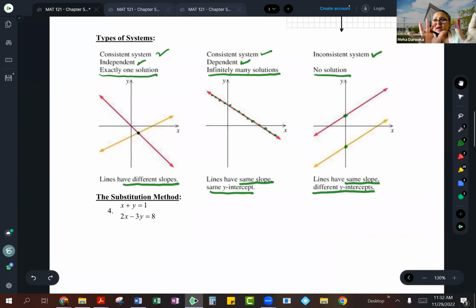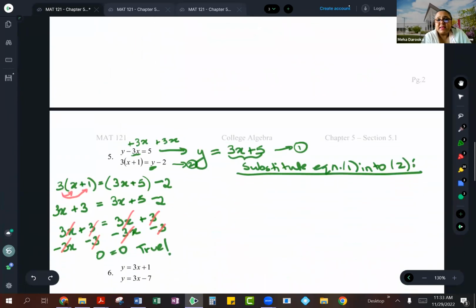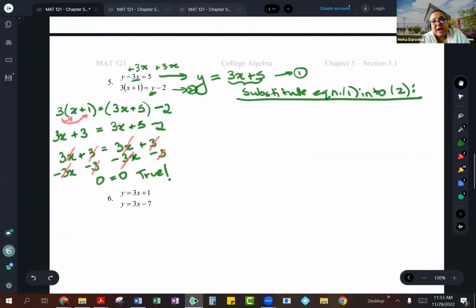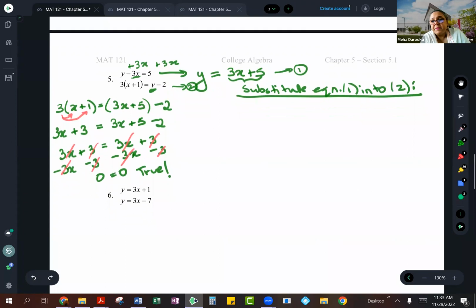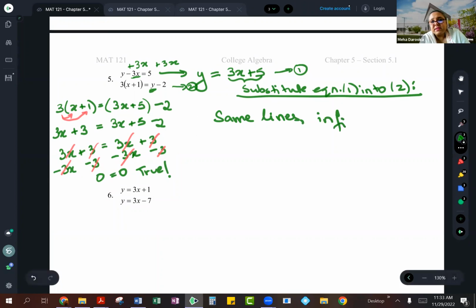So anytime the left-hand side of your equation matches exactly the right-hand side, or if you clean it up like we did and you get 0 equals 0, this only happens when the two lines are exactly the same. And that tells us that obviously, you're looking at infinitely many solutions. So this tells us we have the same lines, and that means infinitely many solutions.